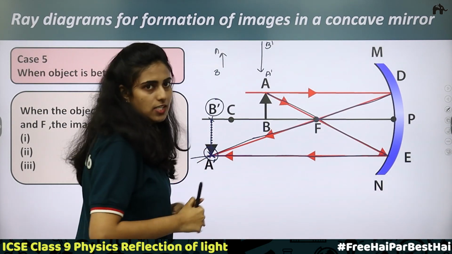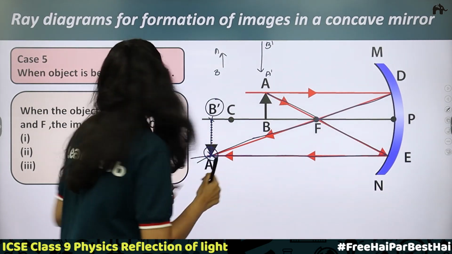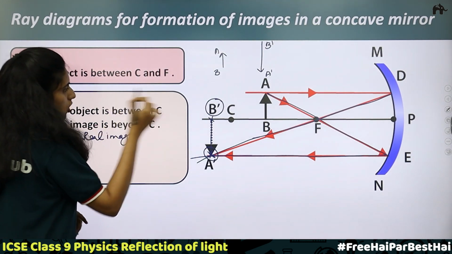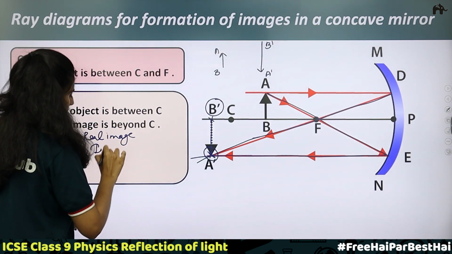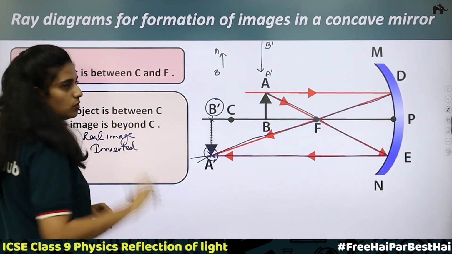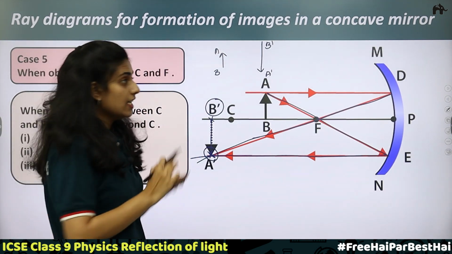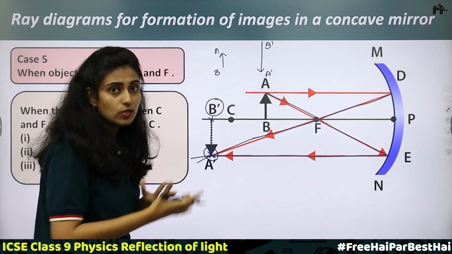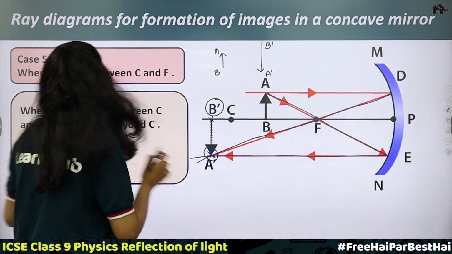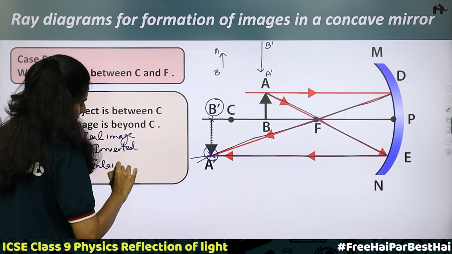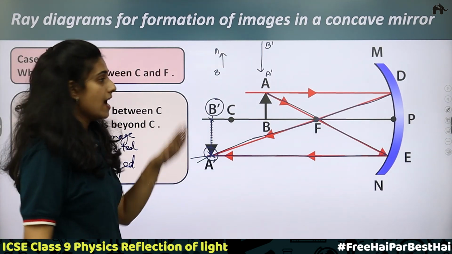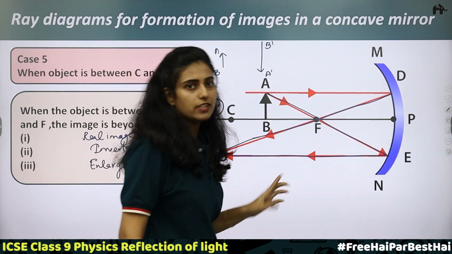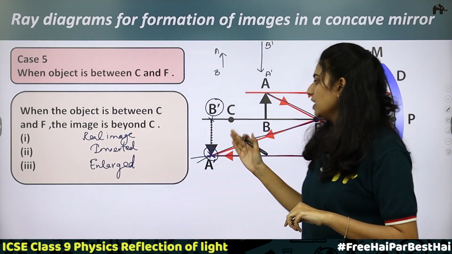What are the properties of the image? Is it a real or virtual image? It is a real image. It can be obtained on a screen. Surely it is an inverted image, as real images are inverted. What about the size? Here you can see the object is smaller than the image, which means the size has increased, which means enlarged. And the image is formed on the same side as the object, in front of the mirror. A screen can be kept and the image can be obtained.